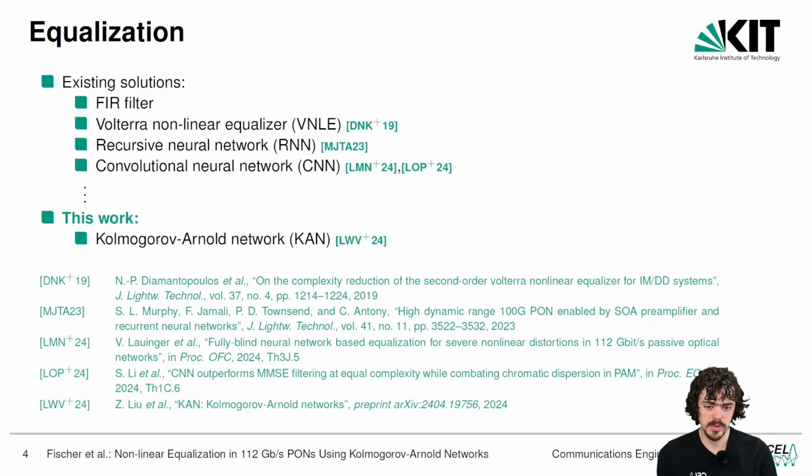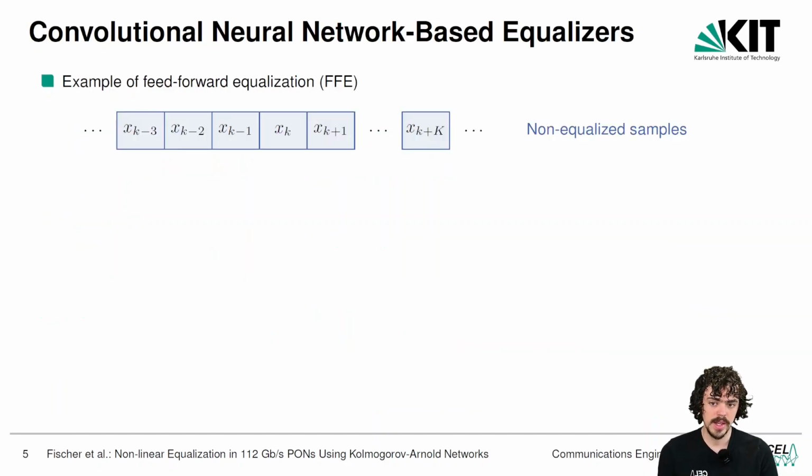However, it was also observed that to achieve the same performance as a CNN, a KAN with a smaller number of neurons was sufficient. In the present work, we analyze the potential of reducing computational complexity of KANs. However, we leave the interpretability of the trained equalizer as future work. But before I can actually talk about Kolmogorov-Arnold networks, I'm going to give you an example of a convolutional neural network-based equalizer used in feed-forward equalization.